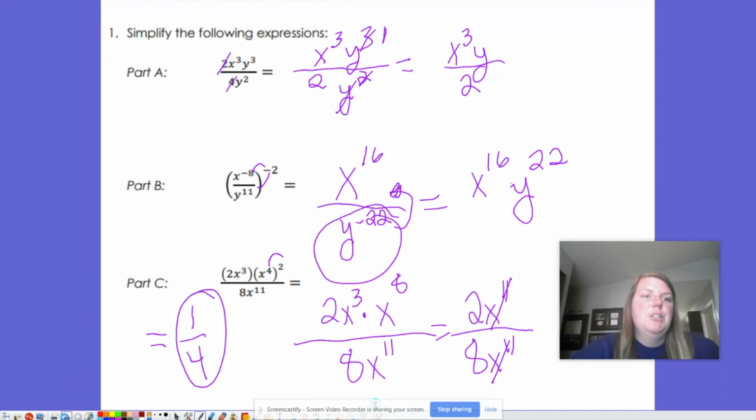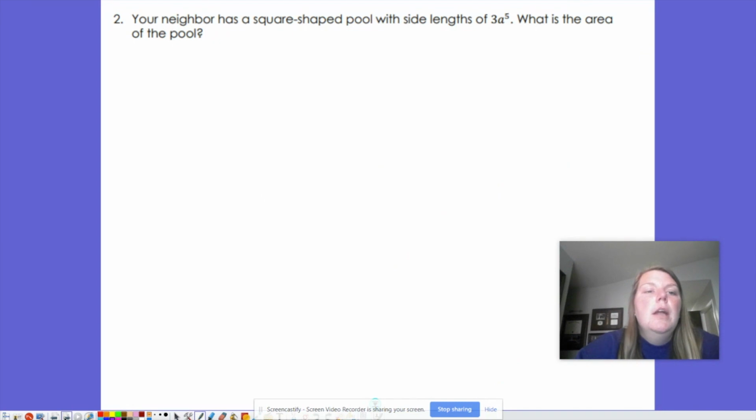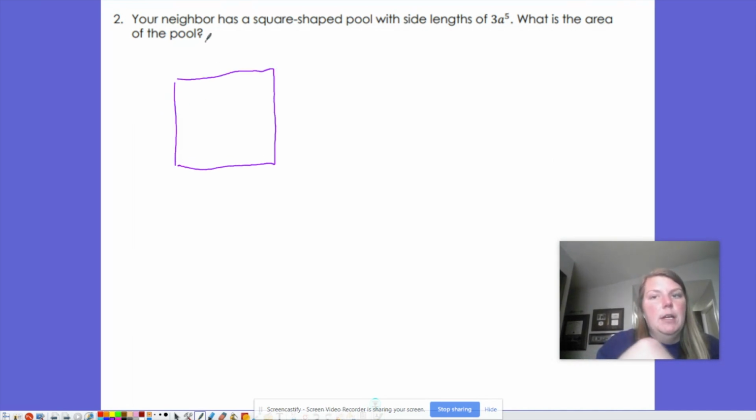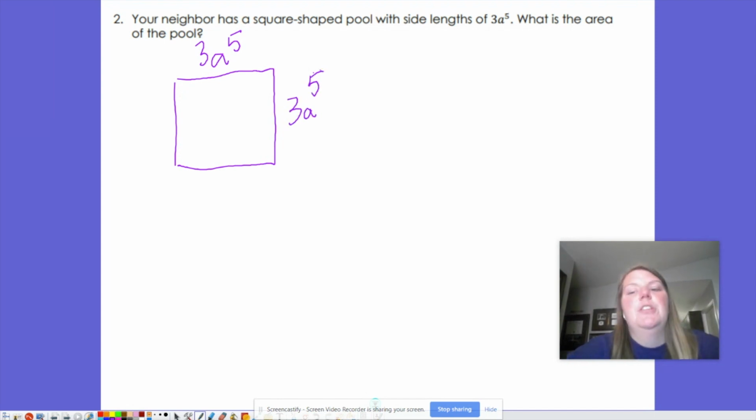All right, so let's look at number 2. Number 2, your neighbor has a square-shaped pool with side length 3a to the 5th power. What is the area? So the first thing I would do here is draw my pool, and it tells me that's a square, so I know that all the sides are the same.